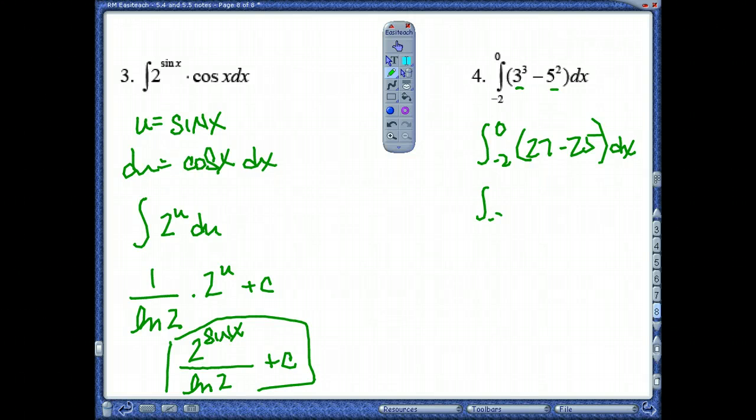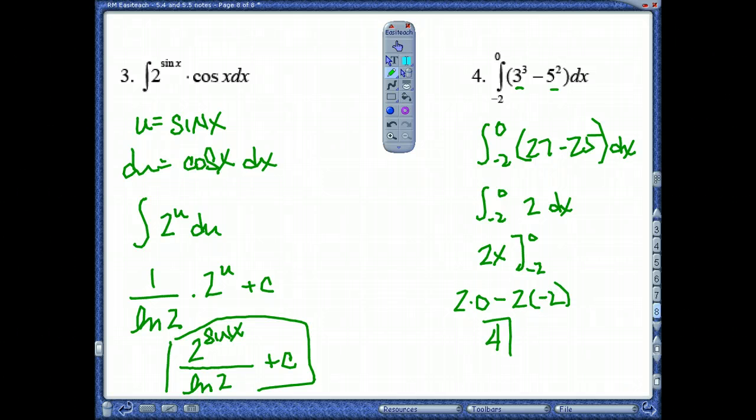So you're actually integrating the 2. So when I integrate 2, if we want to do some old-fashioned first fundamental theorem of calculus, the integral is 2x. You put the 0 in first and then the negative 2. So 2 times 0 minus 2 times negative 2. That gives us a positive 4. So be careful. Exponentials have variables in their power.